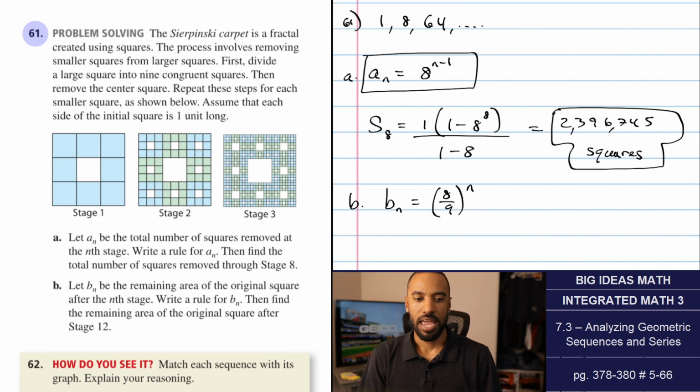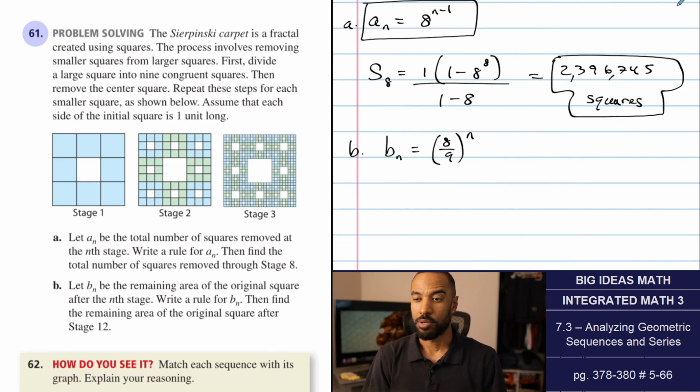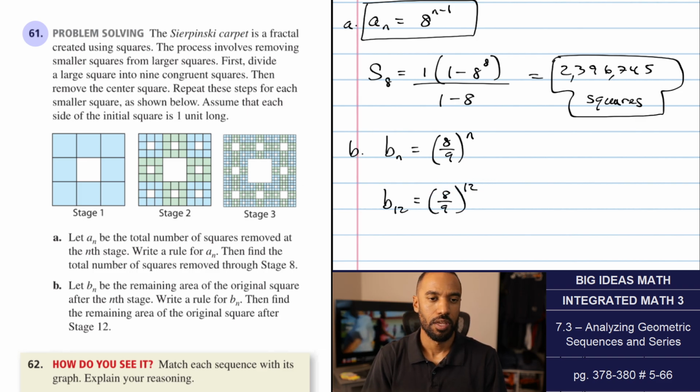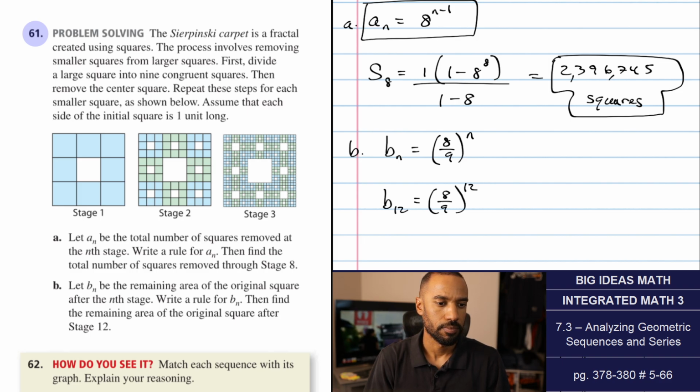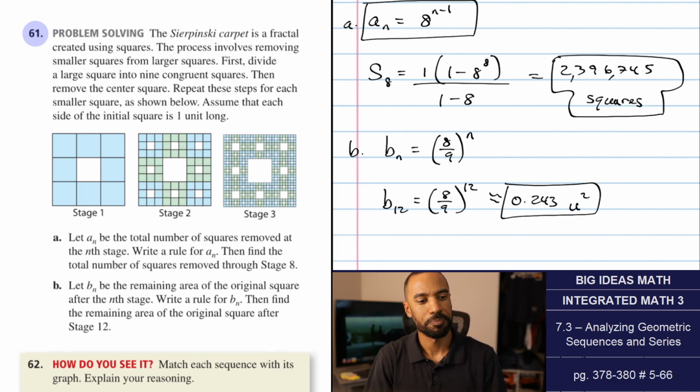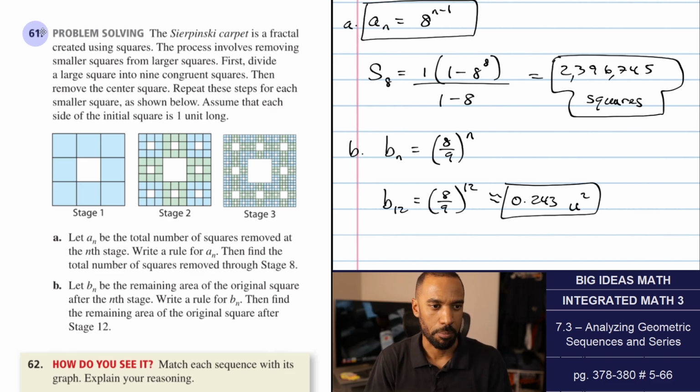It says then find the remaining area of the original square after stage 12. Now we just substitute 12 into here. It's not a sum because this accounts for the sum. So 8/9 to the 12th power. Let me do that. And that's around 0.24. I'm going to round to 3 decimal places. Around 0.243. I don't know the units. 1 unit long, so square units. This is how much remains there. Okay, I lived on that problem for a little bit.